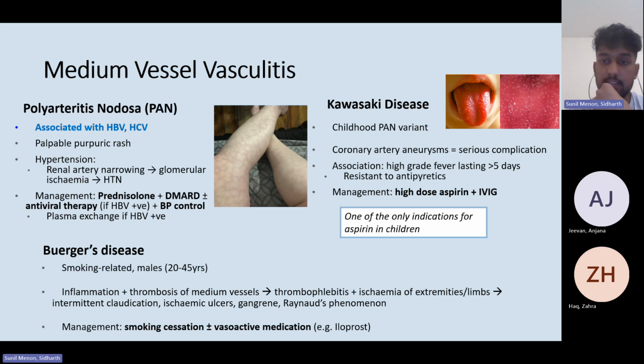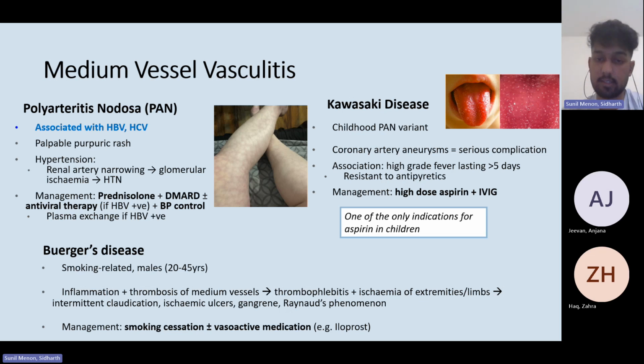So that's this medium vessel vasculitis. You see it more commonly in children. It can cause serious complications like coronary artery aneurysms. So this is a high-grade fever, which lasts for more than 5 days, characteristically. Conjunctival injection, bright red cracked lips.